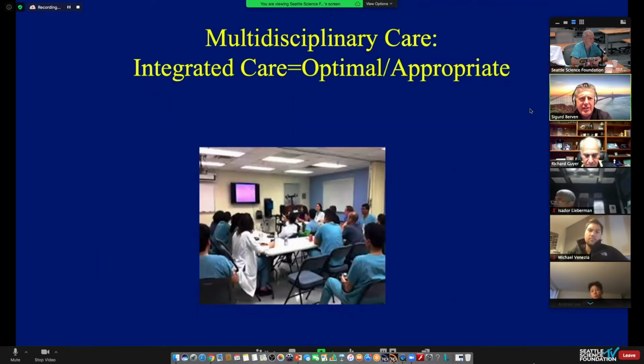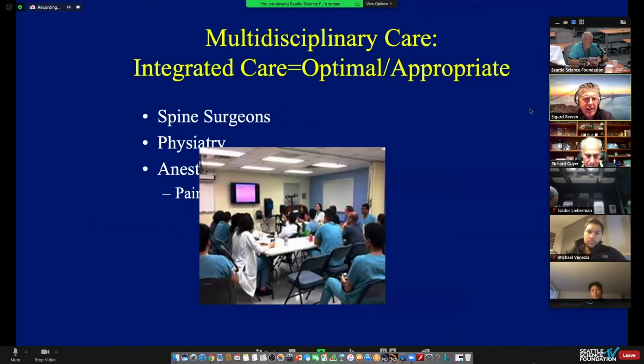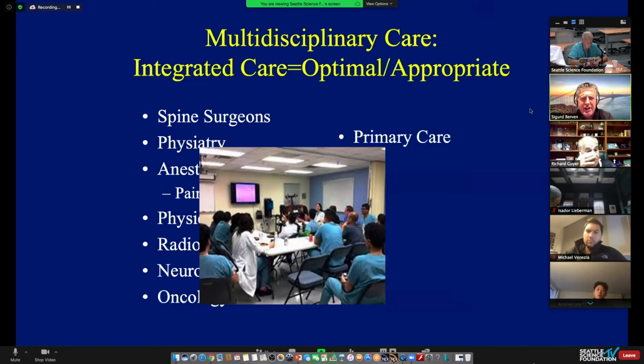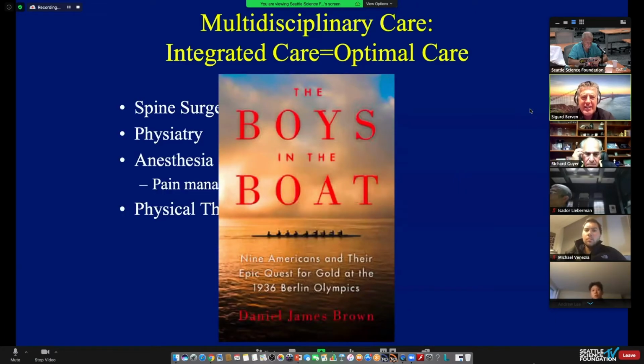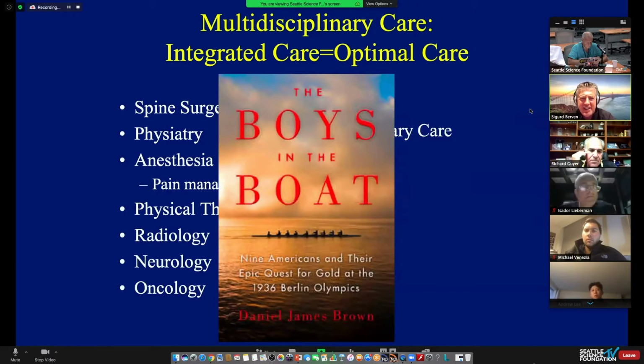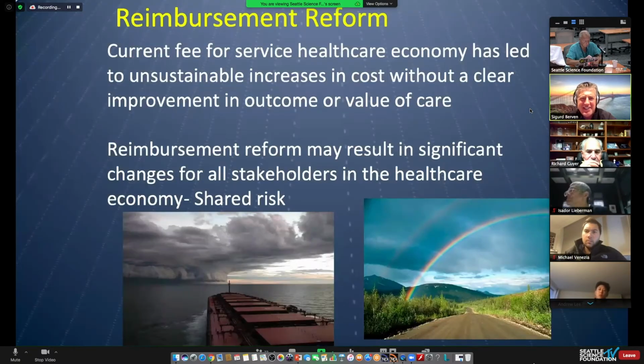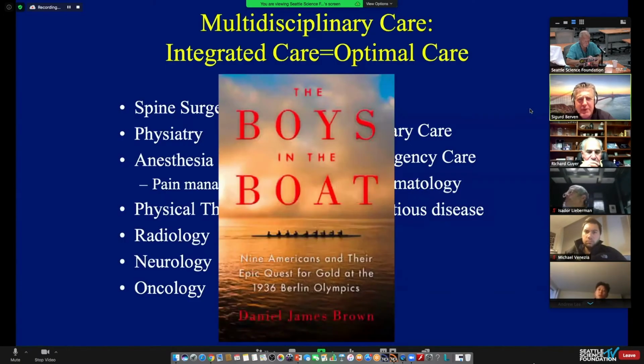To that end, to some extent, with spine surgery, we've got multiple disciplines involved. So we've got spine surgeons, of course, non-operative spine specialists between anesthesiologists and physiatrists, physical therapists, radiologists, neurologists, primary care physicians. So there's a lot of specialists involved. And putting those specialties together, the boys in the boat, those of you in Seattle, recognize this as being the University of Washington team back in the 1936 Olympics. And putting those specialties together really creates a special blend.